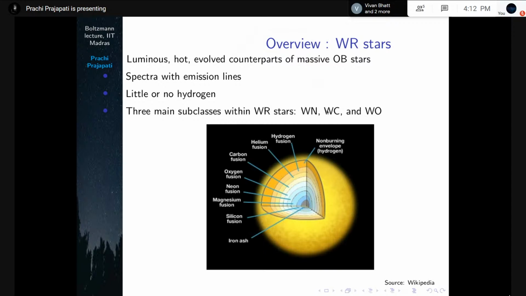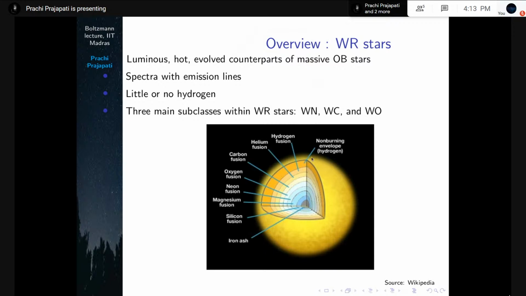So these stars go step by step. After hydrogen, they fuse helium. Some Wolf-Rayet stars do show helium emission lines, but most of them mainly show nitrogen, carbon, and oxygen emission lines. Based on that, they are categorized in subclasses as WN, WC, and WO.